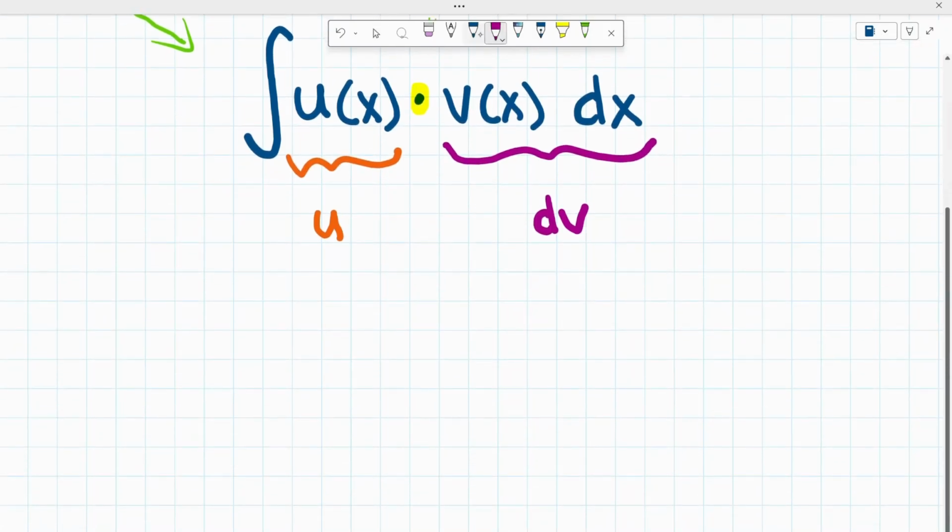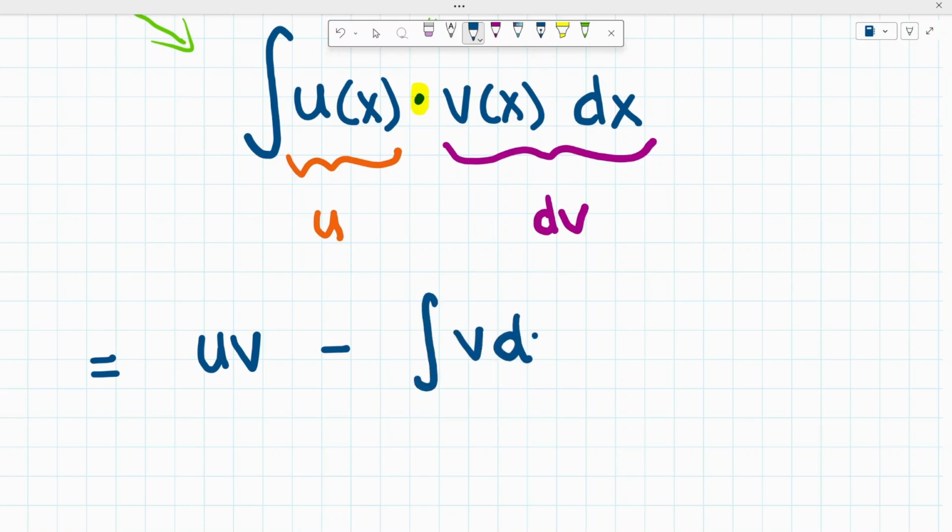So in order to solve something using integration by parts, we're going to remember this easy to follow equation. So the integral of u times v is going to equal uv minus the integral of v du. So in this case, we have to be aware that this v over here is going to be the integral of our dv. And then our du over here, this is going to be the derivative of our u.